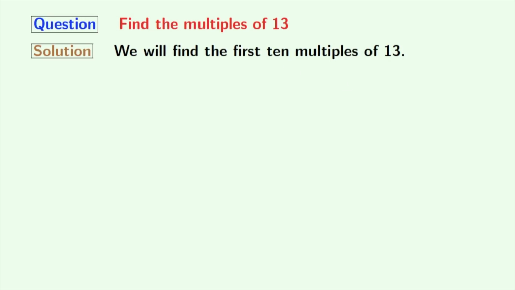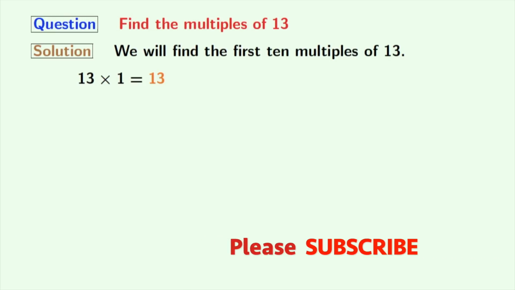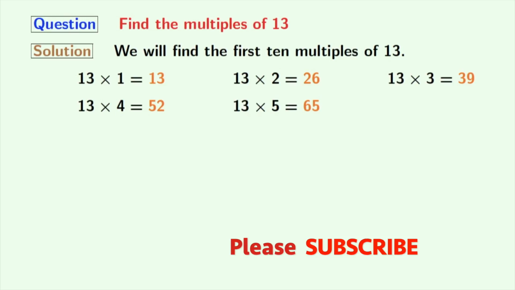Let us first multiply with 1 and that gives us 13. If we multiply 13 with 2, we get 26. Multiplication of 13 and 3 gives us 39. Multiplication of 13 and 4 gives us 52. Multiplication of 13 and 5 gives us 65.